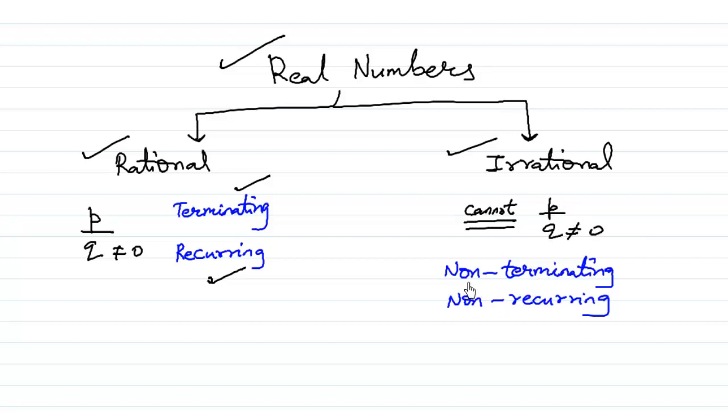And in decimal format, they are of non-terminating and non-recurring type, meaning they do not stop somewhere, they keep on going, and there is no fixed pattern, they do not repeat themselves. I hope now it's very clear what real numbers are and what rational and irrational numbers are.